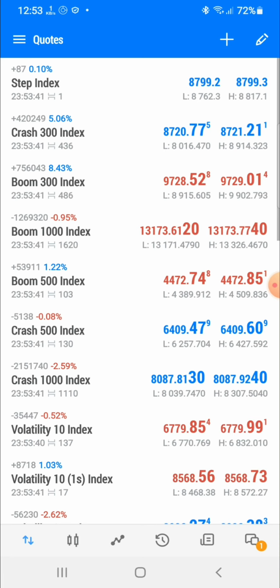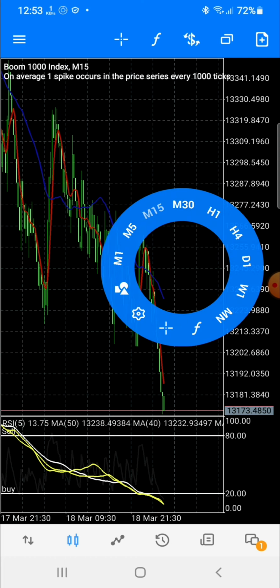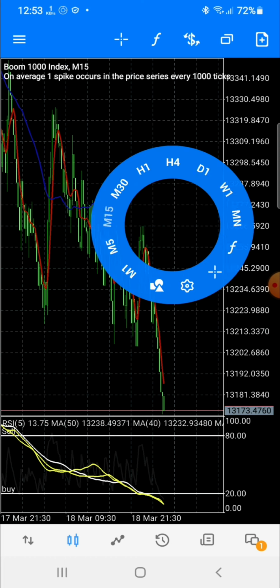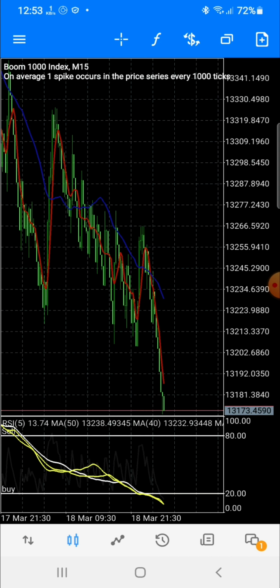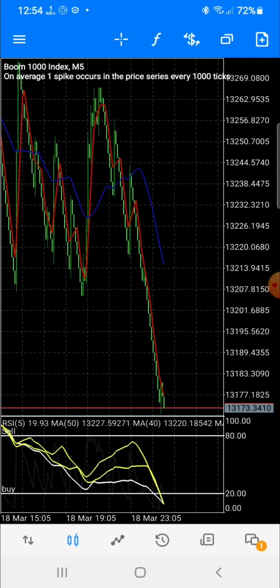Let's dive straight into how the strategy works. As you can see here, for instance, this is the Boom 1000 index. We're going to make use of just 2 time frames most of the time: the 15-minute time frame and the 5-minute time frame. The 15-minute time frame is for when you want to hold the position for a long time, swinging, and the 5-minute time frame is for when you just want to scalp the market a little bit and you are out.